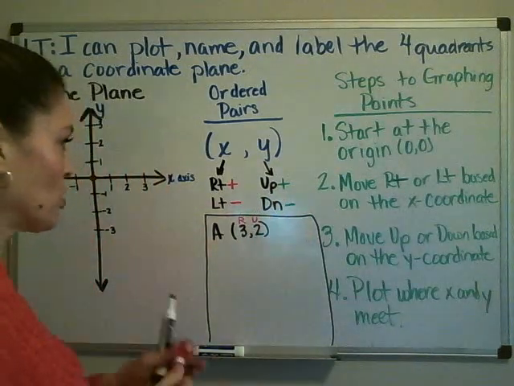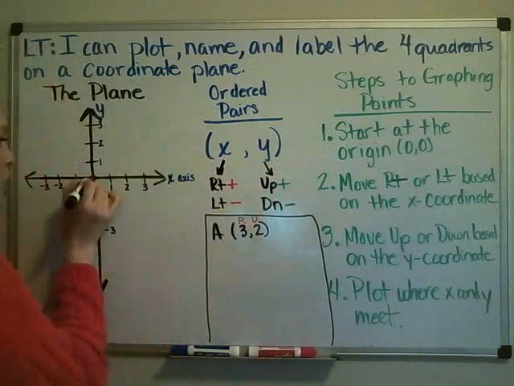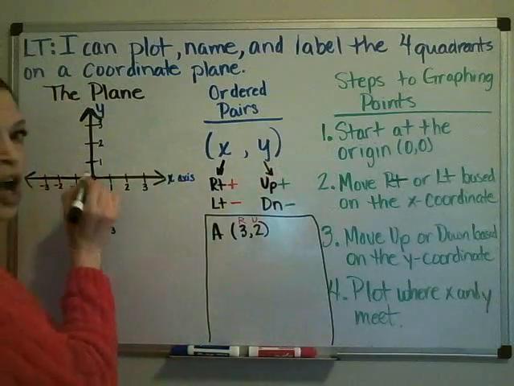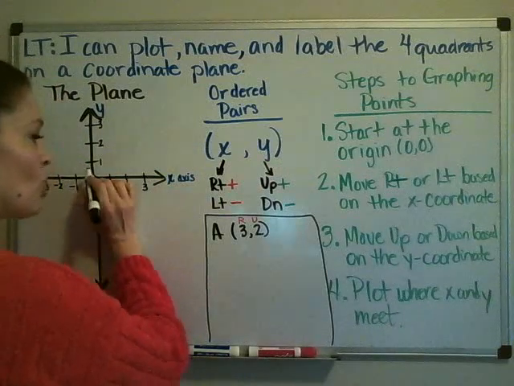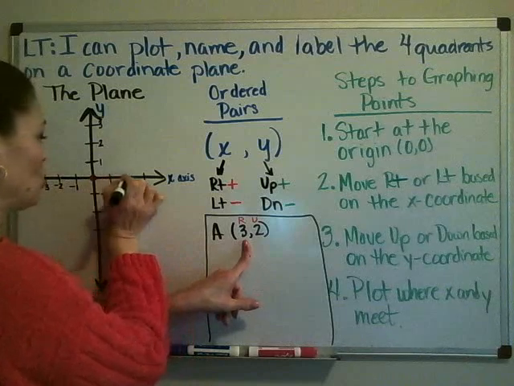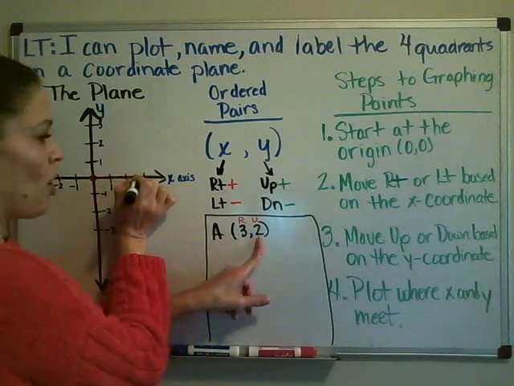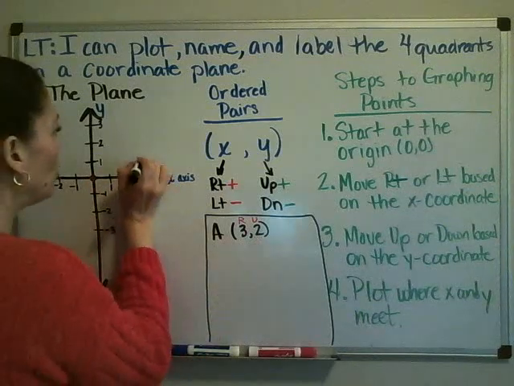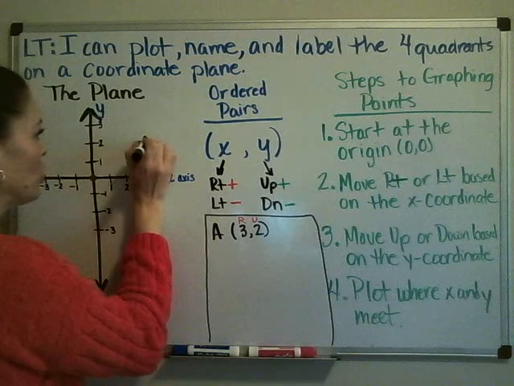So look at how it works. We're going to start at the origin here. Don't put a point there, just hover with your pencil, okay? Now you're going to travel to the right, 1, 2, 3, and then you're going to go up 2, 1, 2. So that's about right there, and I'm going to label it point A.